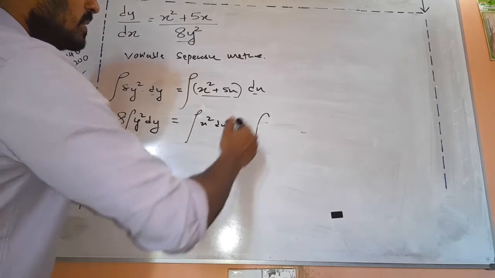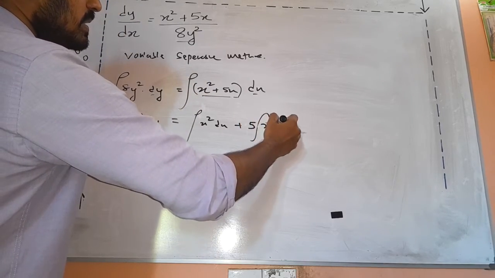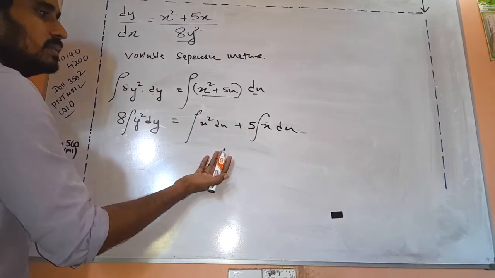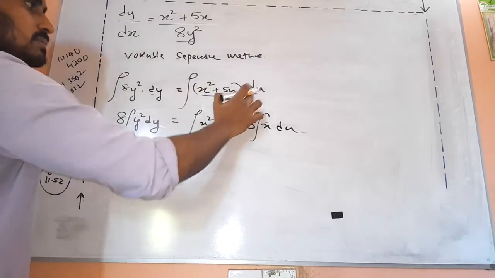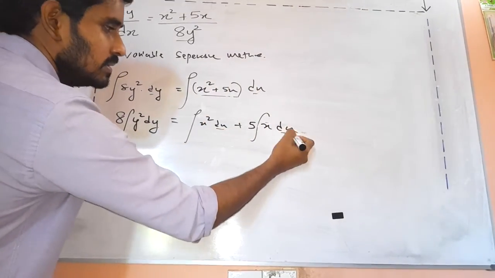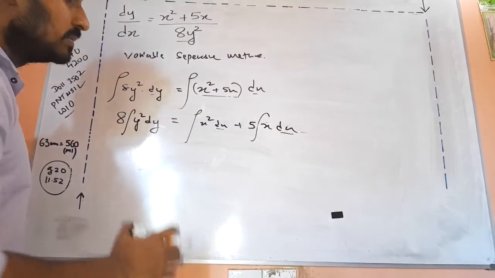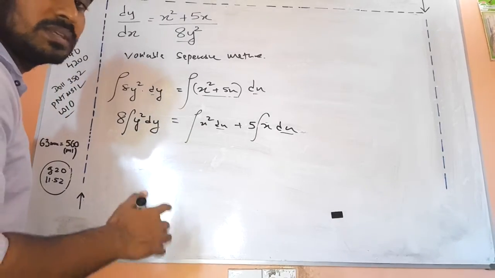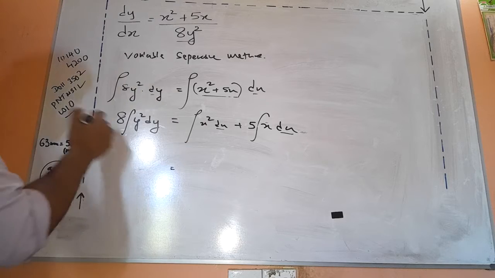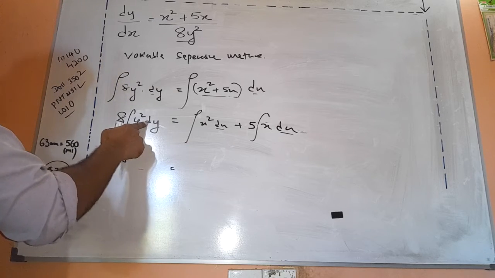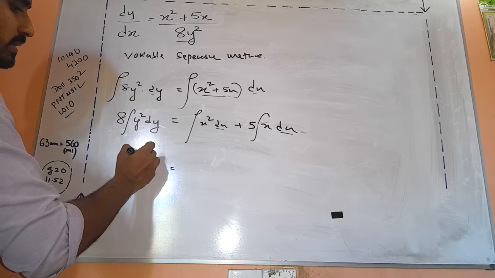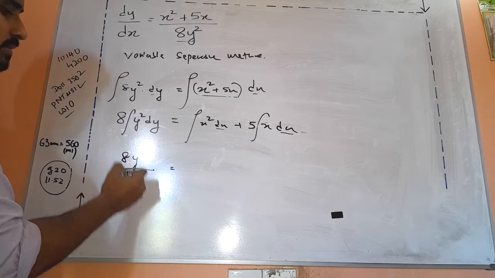Very easy. The integral of x dx: if you have a combined expression like this, you can separate it, because the differential part is compulsory. Without that, the integration process is not complete. So what is the answer for this part? 8, and here y to the power 2, so 2 plus 1, y to the power 3 divided by 2 plus 1, that is 3, right?